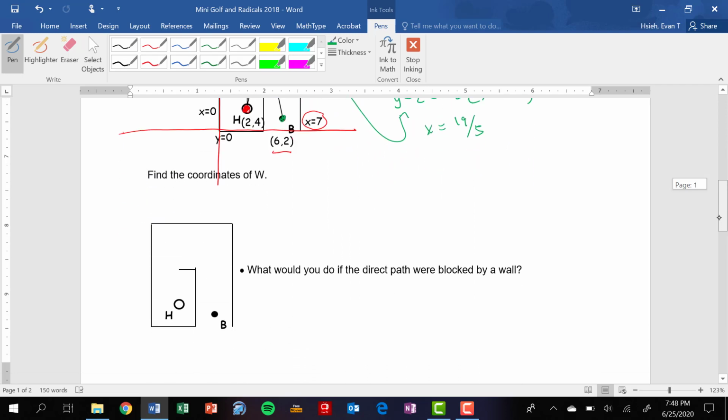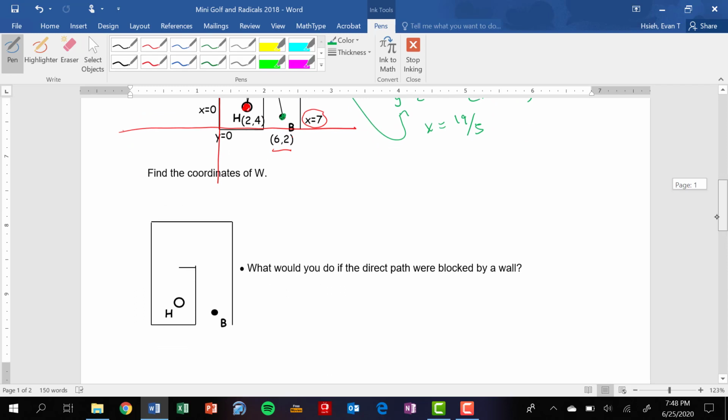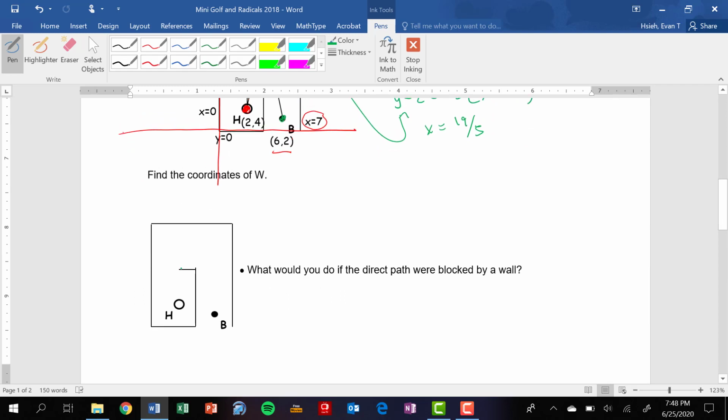If I'm doing something similar to this, where it's the same diagram, except I added this little wall here, so I can't just shoot it straight up and bounce it in like that. So it looks like I'm going to have to bounce it off of multiple walls here. It looks like I'm going to have to bounce it off of at least 2, maybe 3. Let's go with 3. Let's bounce it off of this wall here first.